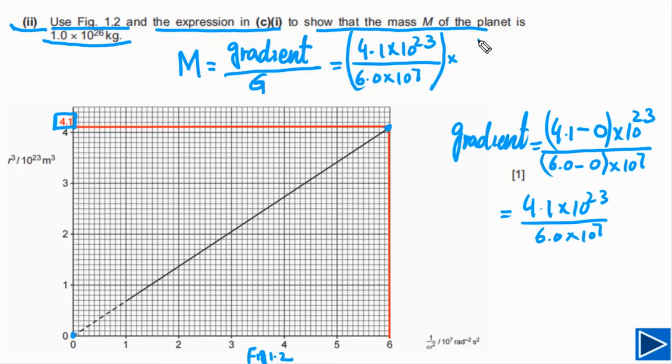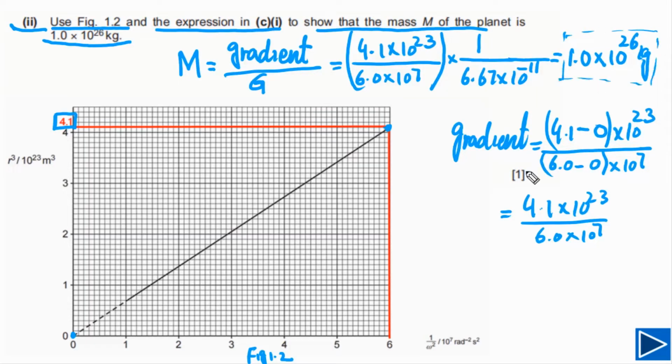And we have to multiply this one with 1 over G. So we can write down value of G here. G is equal to 6.67 times 10 to negative 11 Newton meter square per kilogram square. Now we need to solve this one. If we solve this, our final answer up to 2 SF will be equal to 1.0 times 10 to 26 kgs. So this is our final answer. And this question has only 1 mark. If we have got the right answer, we will get this 1 mark.